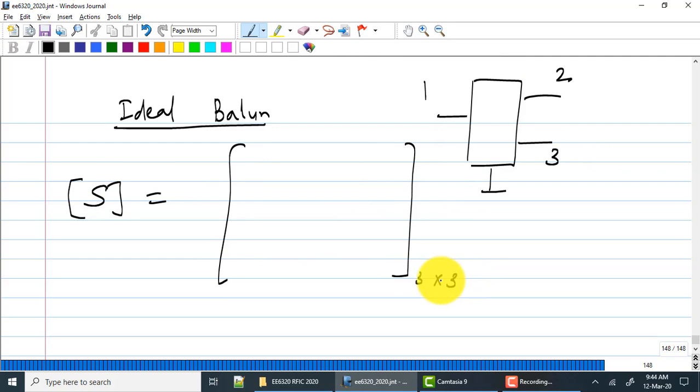What else? What about the other parameters? Remember, an ideal balun is purely passive and reciprocal. So S12 should be S21, S13 should be S31. Agreed? So what should the value of S13 and S21 and S31 be? If you're putting in a power P, P by 2, P by 2. Right?